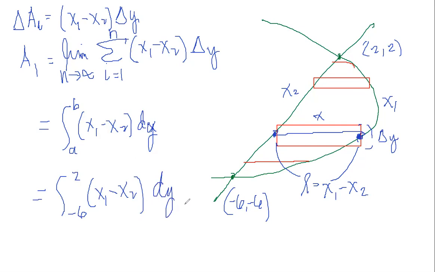Okay, now the question is, what is our x sub 1 and what is our x sub 2? Our x sub 1 is our parabola, and x sub 2 is our line.